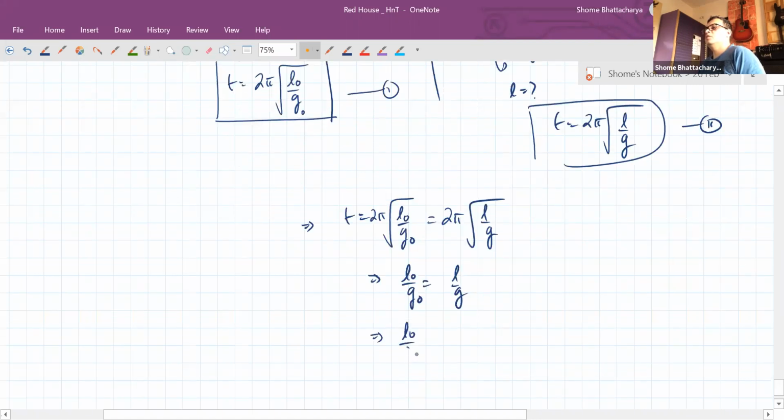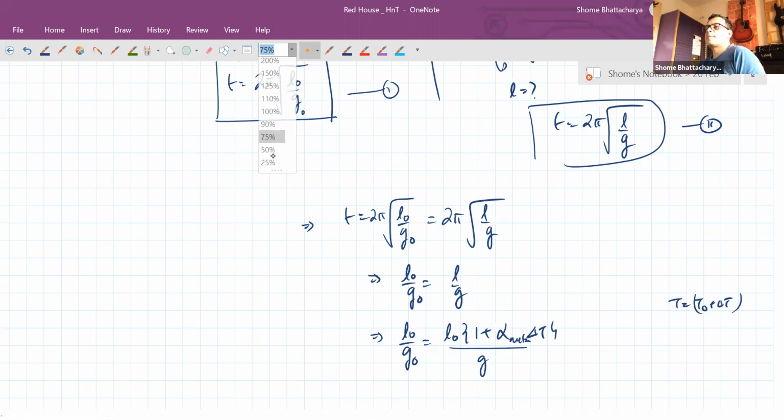So L naught by G naught should be equal to L naught into 1 plus alpha, of whatever metal the pendulum is made with, delta T, upon G, where delta T is equal to the temperature change. So is this step clear?